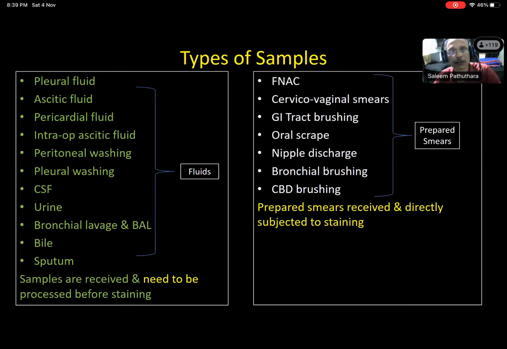These are the various types of samples received in the cytology laboratory. As you can see, various types of fluids like pleural fluid, ascitic fluid, pericardial fluid, and CSF, urine, bronchial lavage, sputum, and also FNAC smears and FNAC samples, cervicovaginal smears, GI tract samples, etc. All these are received in the cytology laboratory.